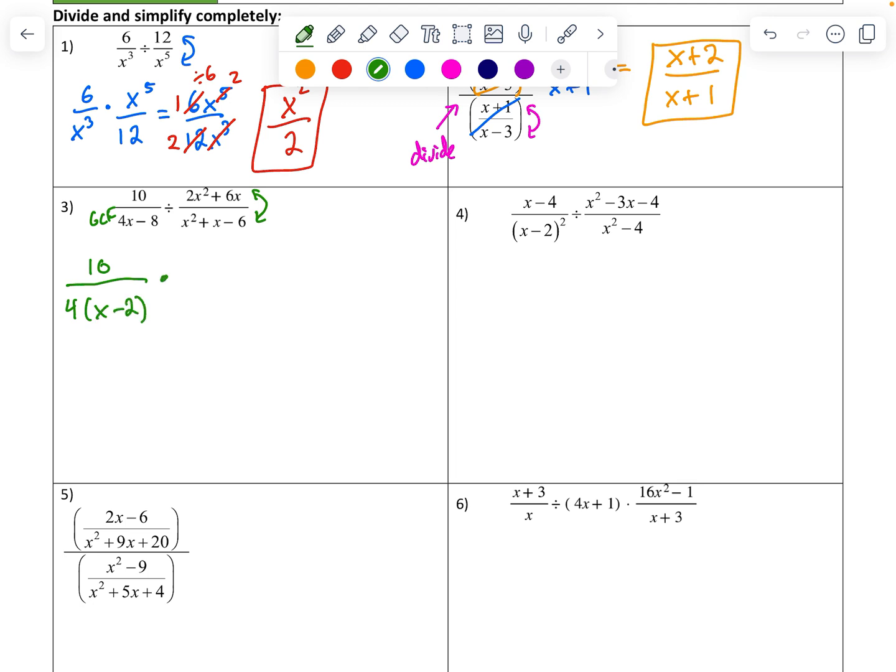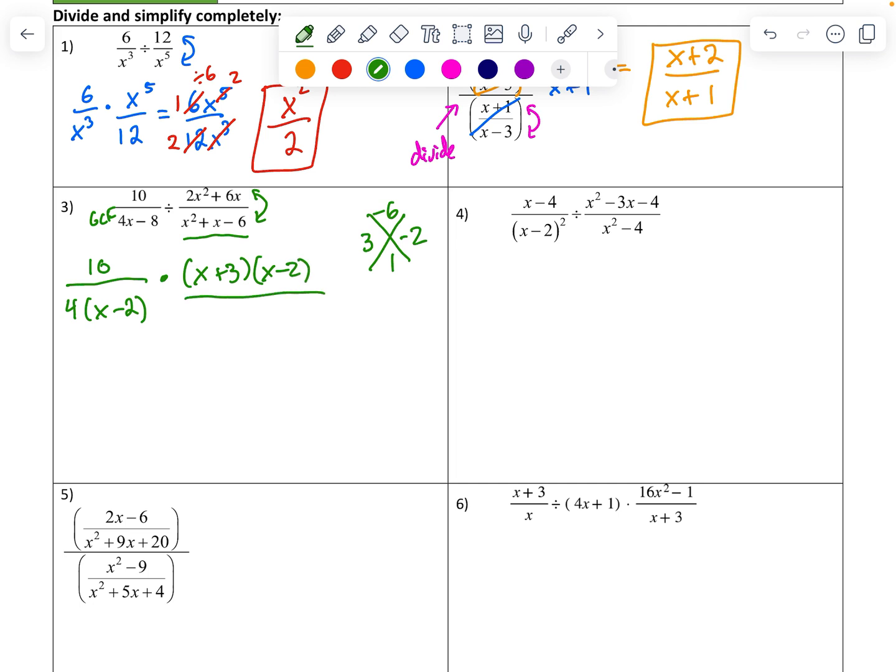And then as I flip over the other fraction, I notice a trinomial on the bottom. So I'm going to try to factor it while I write it. So there's a negative 6 and a 1. So that would give me 3 and negative 2. So now on the top, I've got an x plus 3 and an x minus 2.